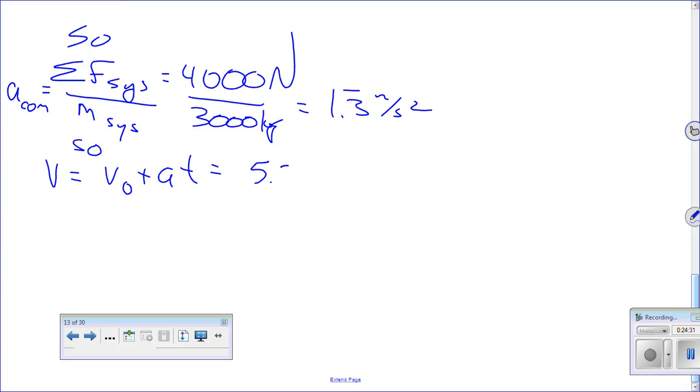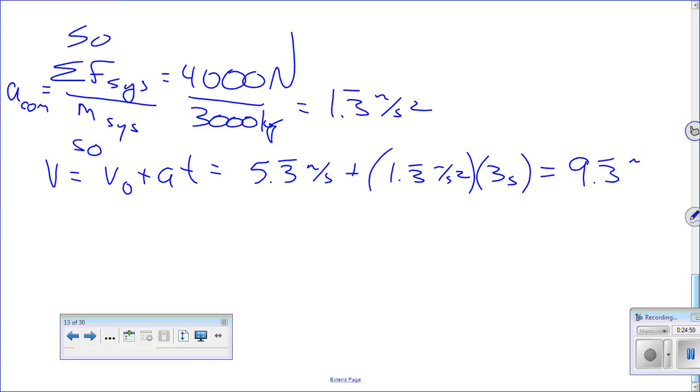So 5.3 meters a second plus the acceleration of our system, which is 1.3 meters a second squared. What was our time? 3 seconds. What's 1.3 repeating times 3? 4 plus 5.3 gives 9.3. Why am I happy? It's the same thing we got before.